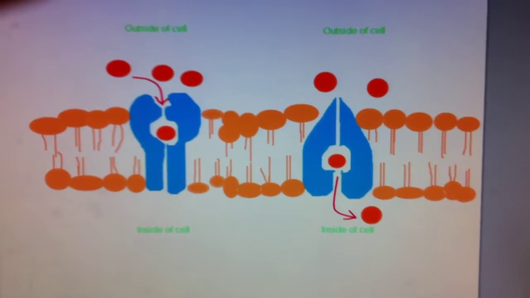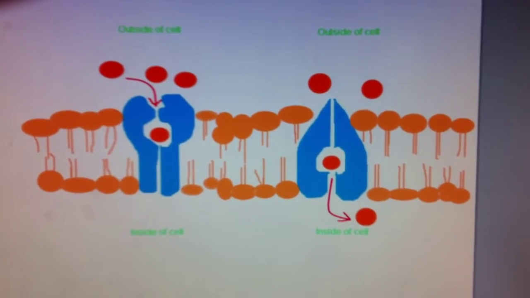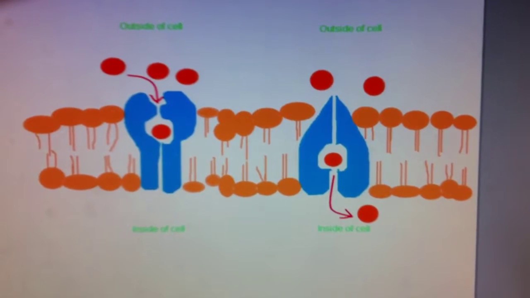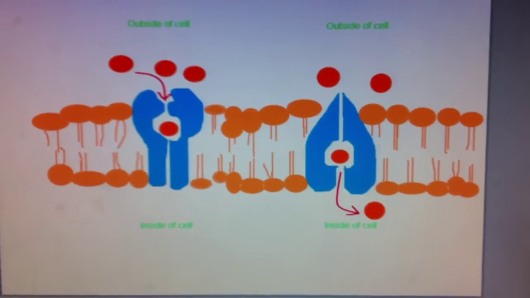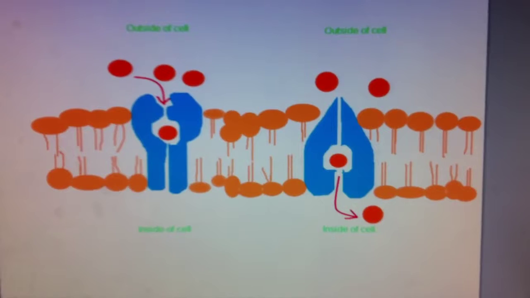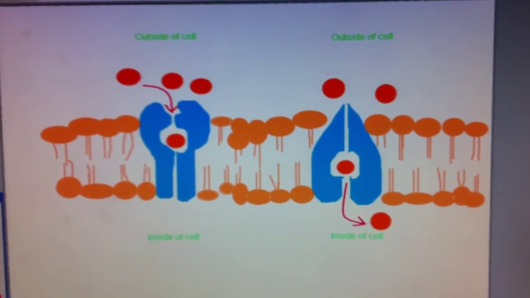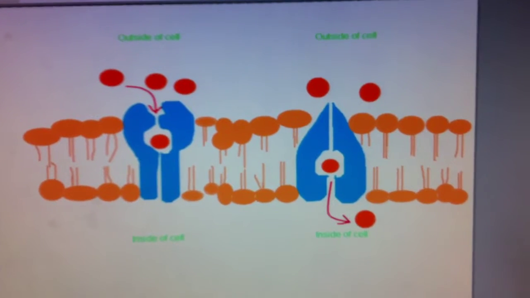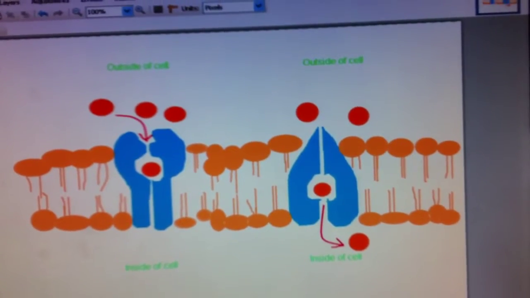Carrier proteins. Carrier proteins transport substances that fit within their binding site. A carrier protein binds to a specific substance on one side of the cell's membrane. This binding causes the protein to change shape. As the protein shape changes, the substance is moved across the membrane and is released on the other side.